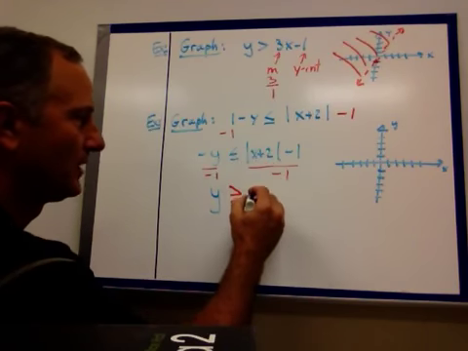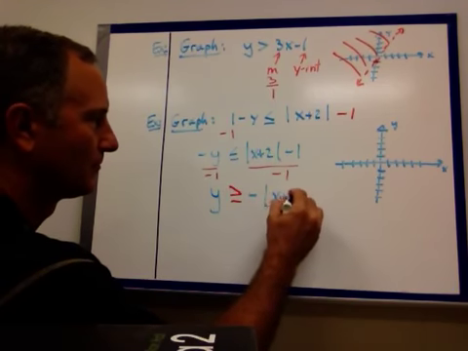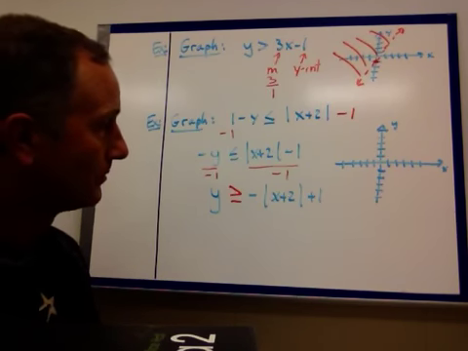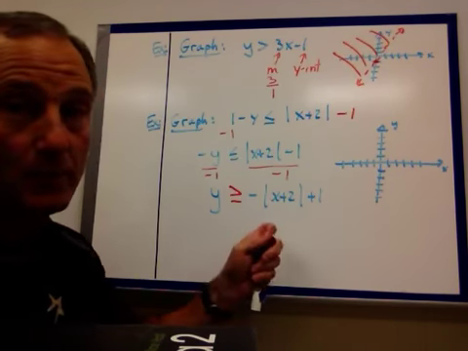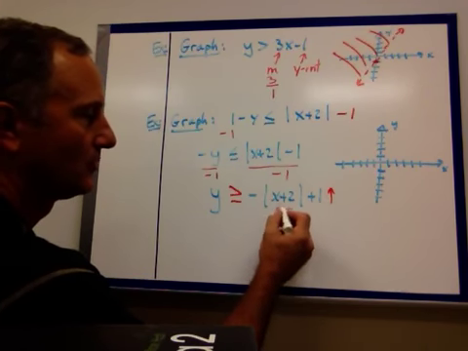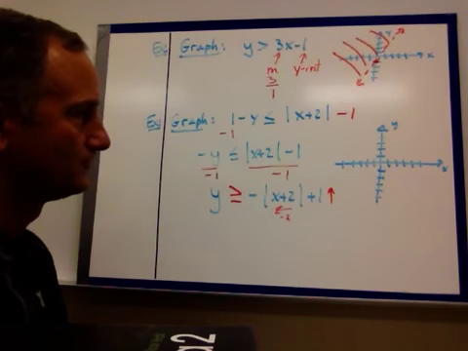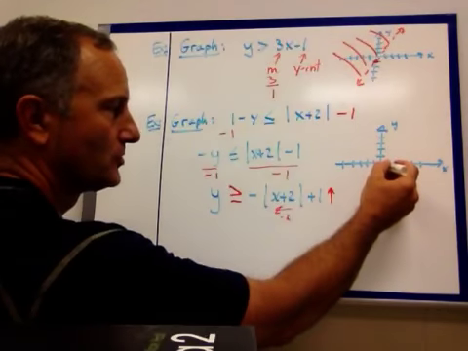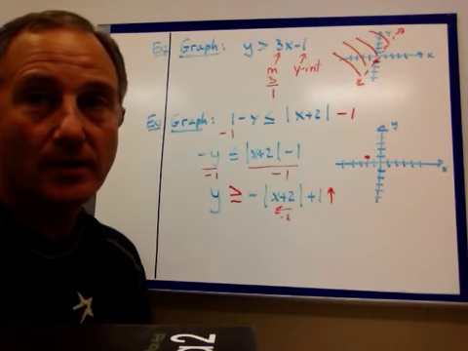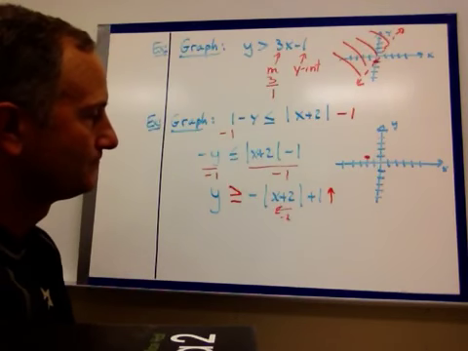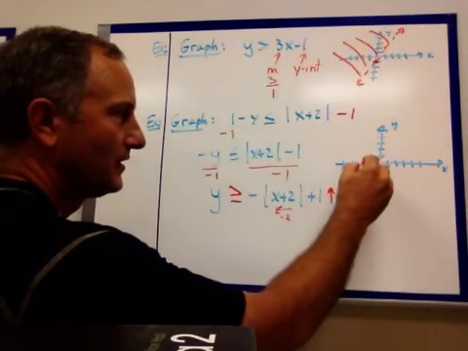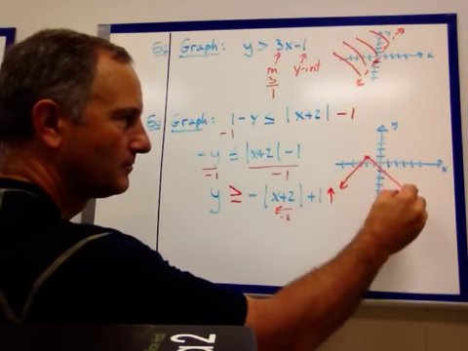Okay, I'm going to put my negative out front, and that becomes a +1. Okay, remember what we just talked about. This moves it up 1. This is going to go to the left 2, to -2. Okay, so from the origin, I'm going to go up 1. I'm going to go to the left 2. There's my vertex. I've got a negative, so I'm going to shade down. I've got an equal, so my V is going to go down with solid lines.